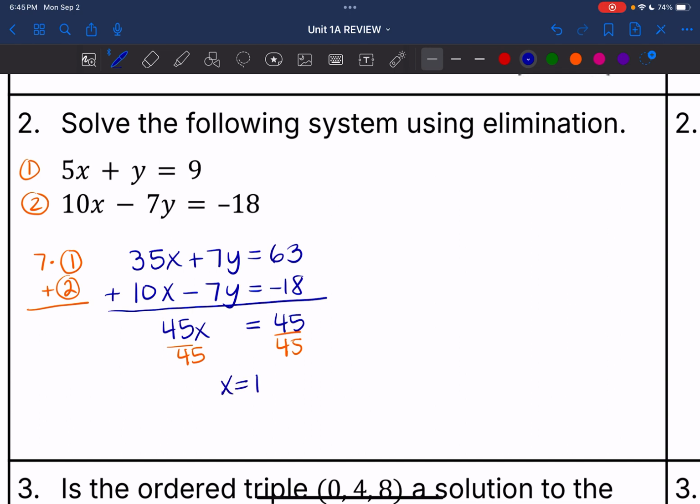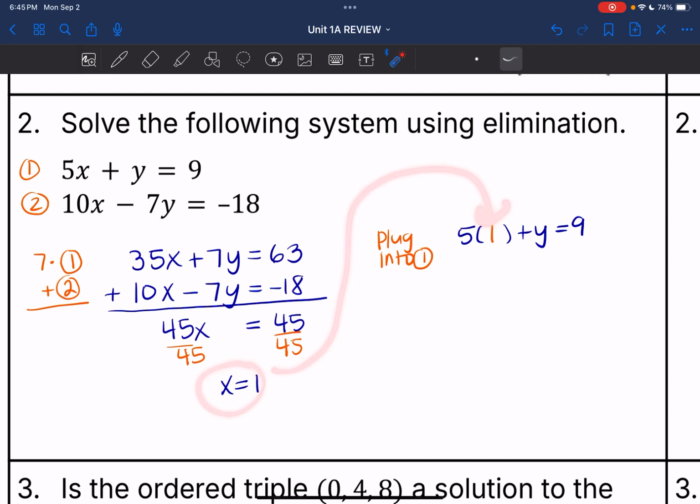Okay, but now we need to go and we need to find the second variable. So right here for our step, I'm going to say plug into. Okay, so we have equation 1 or equation 2. Either will work. I usually pick the one that has smaller numbers, so I'm going to plug into equation 1. So that is 5x, so I'm leaving a space where the x is at, plus y equals 9. And I'm going to plug in the 1 that we just figured out from right here. So this one is going right into there.